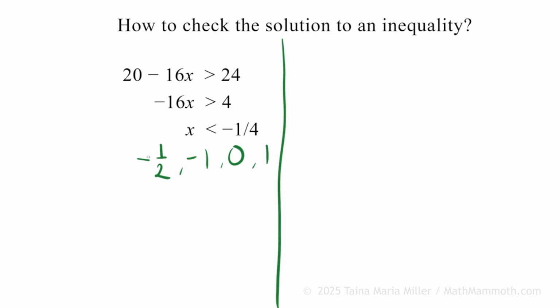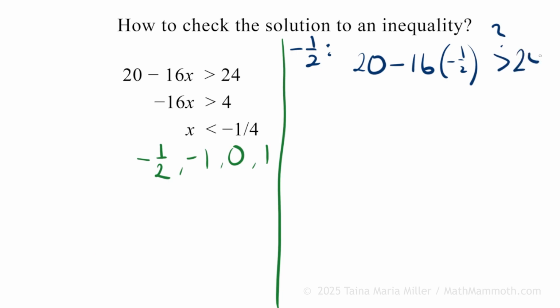First of all, -1/2. I will plug it into the original inequality. And we're checking whether that is indeed greater than 24. Here I have 16 times -1/2. That's going to be -8. So all in all, 20 minus -8, 28. Checks.